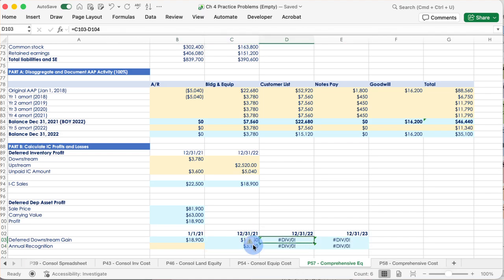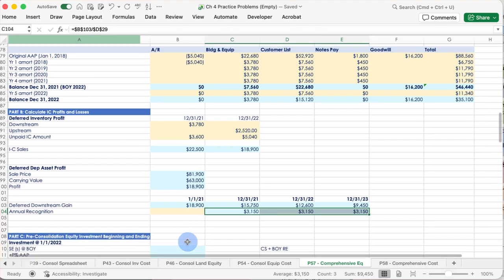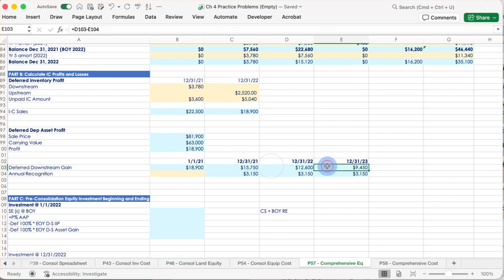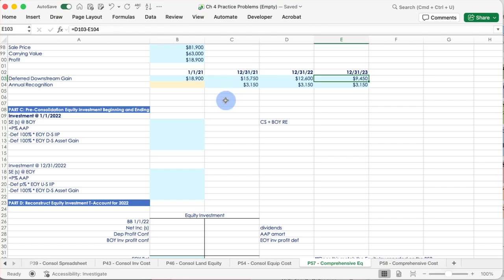Oh, I must not have done something in my formulas. Oh, I didn't lock in D29. Okay, so now we have this information here that is updating the annual recognition and the deferred downstream gain balance for each year. So that'll be helpful when we actually get into the CD process.